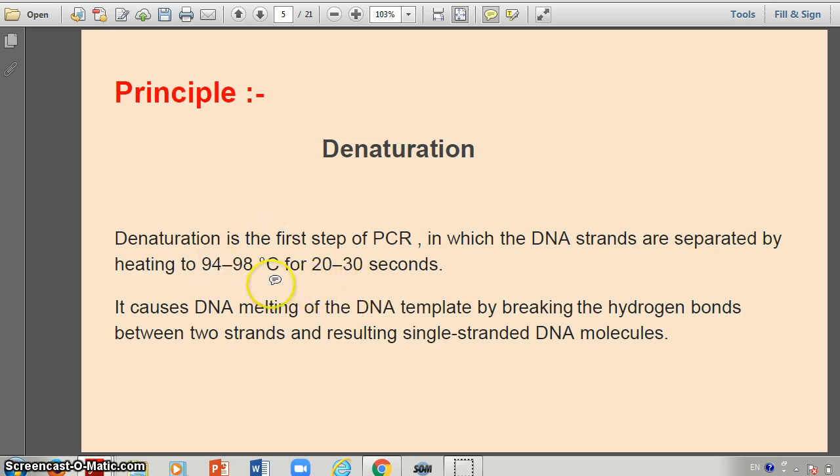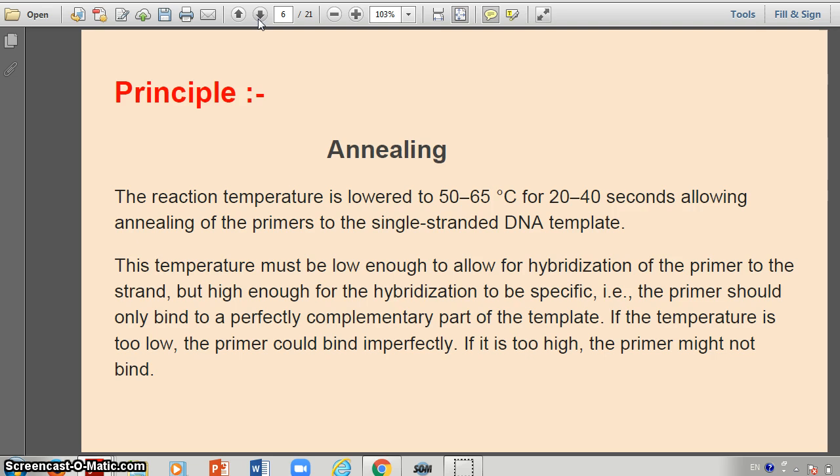This is going to vary, the temperature and time, during the practical. Keep in mind, this is not standard. The program is standardized during the practicals. So this is theoretical, what we are learning. So there is denaturation of DNA molecules at high temperature, generally 94 to 98 degrees Celsius for 20 to 30 seconds. So this is the first step of the PCR cycle. Then next it's annealing.